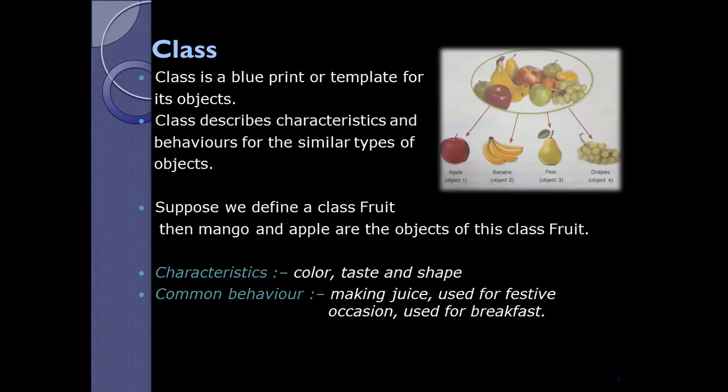Characteristics defined in the class. Here we are taking the example of class fruit. So characteristics will be color, taste, shape, etc. And the behavior is the purpose of a fruit, or what is the use of a fruit. It is used for making juice, used for festive occasions, or used in breakfast.